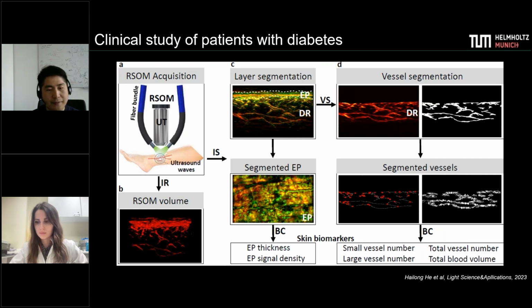So vessels seen in the 2 different bands are color coded in the images. The red corresponds to the large vessels, green corresponds to the small vessels. And quantification, including the computation of the vessel number and diameter, is computed based on the segmented images. So we actually compute 6 features from the RSOM volume, like the total number of small vessels with a diameter less than 40 micron, total number of large vessels with a diameter larger than 40 micron, the vessel number and blood volume, the epidermal thickness, and the signal density in the epidermal layer.